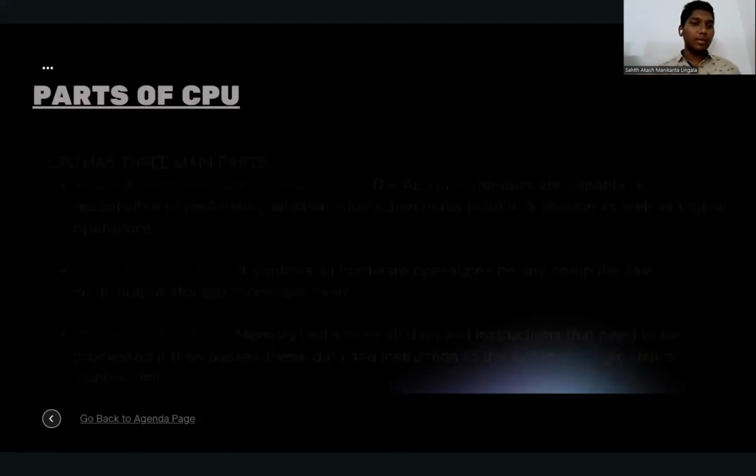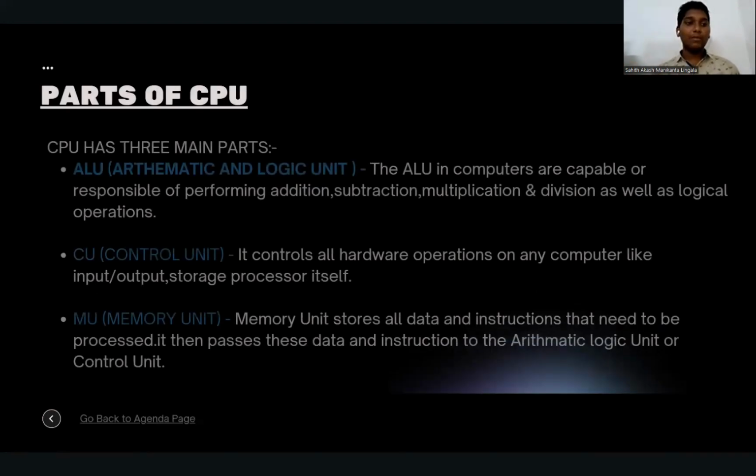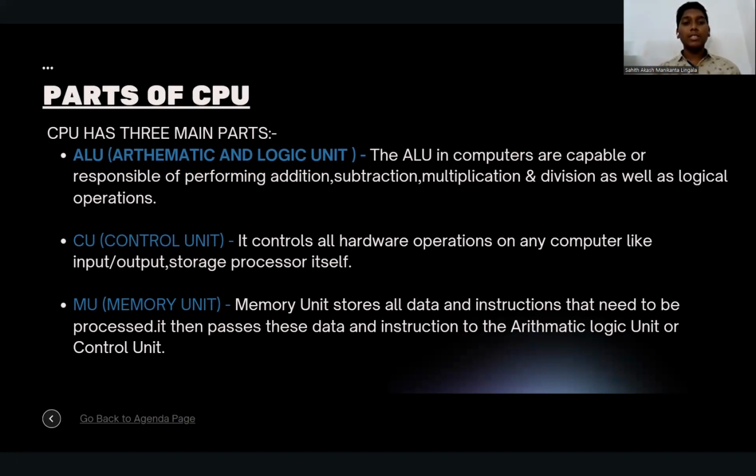Let's go into the parts of a CPU. A CPU mainly has 3 parts, which include ALU, CU, and MU. ALU stands for Arithmetic and Logic Unit. The ALU in a computer is responsible for performing multiplication, subtraction, and so on. CU is the control unit. It controls all hardware operations on any computer, like input, output, storage, and the processor itself. MU stands for memory unit. The memory unit stores all data and instructions that need to be processed.